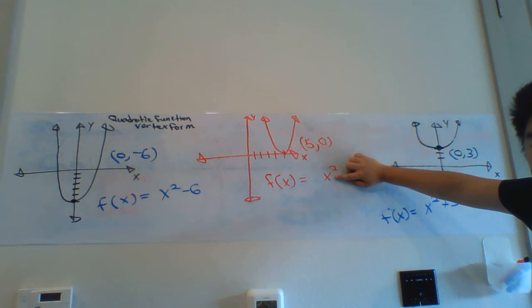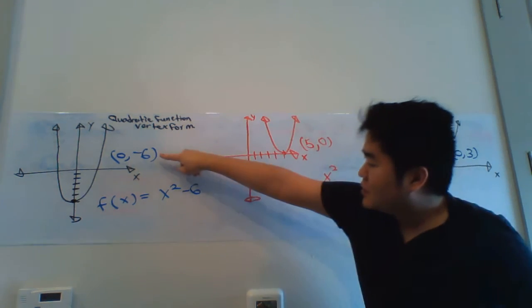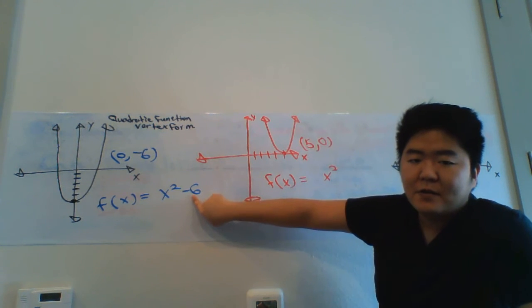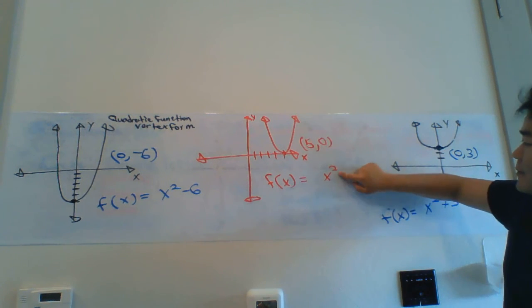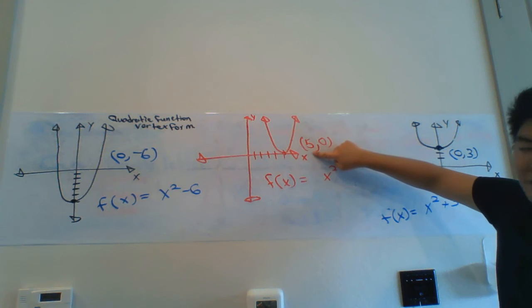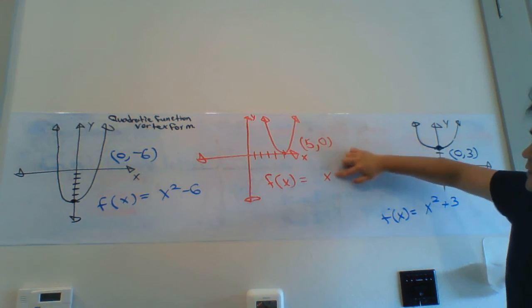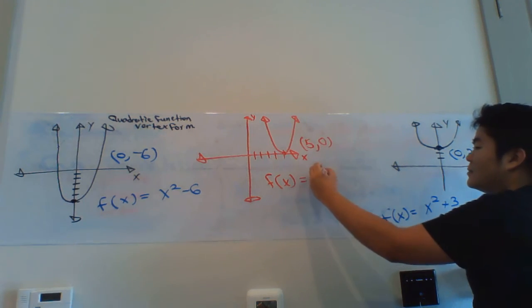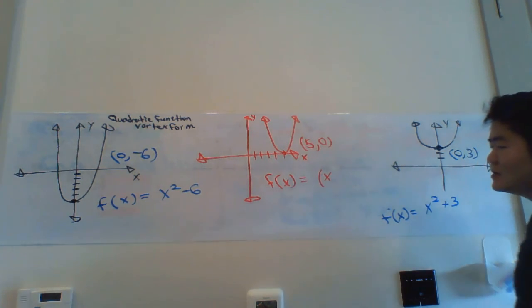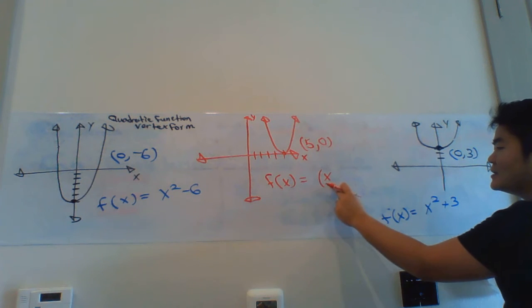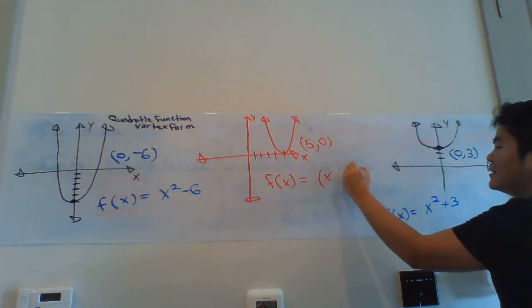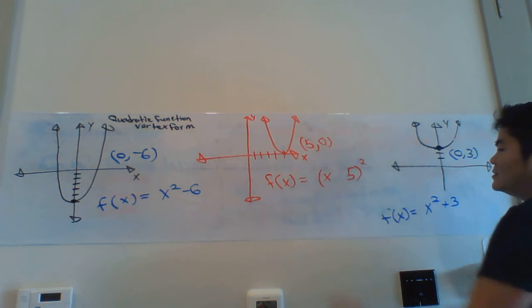So it's not just x squared, okay? Before, you would just add the number at the end, right? But this time, because the 5 is in the x component, because we move to the right 5, you have to put this whole thing into parentheses. So it's going to be x, and then I got the 5, close the parentheses, squared.